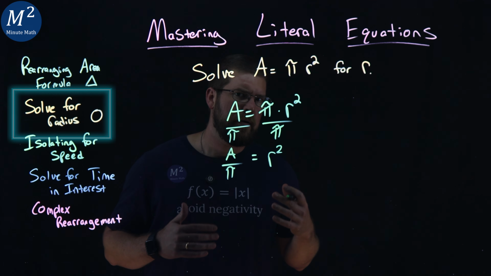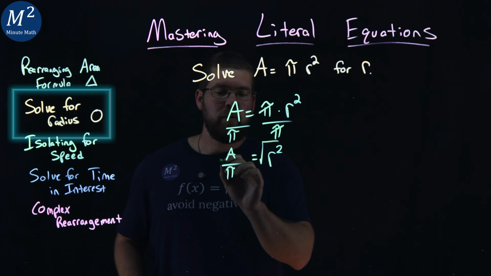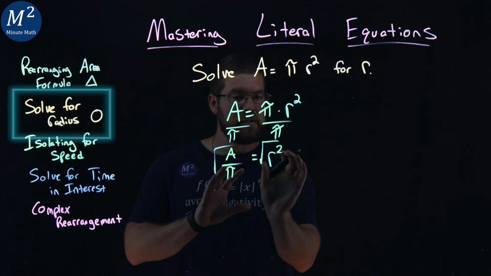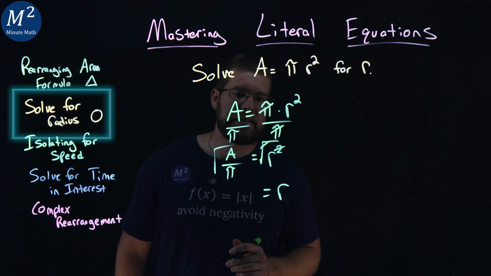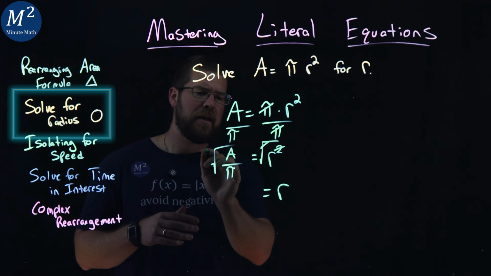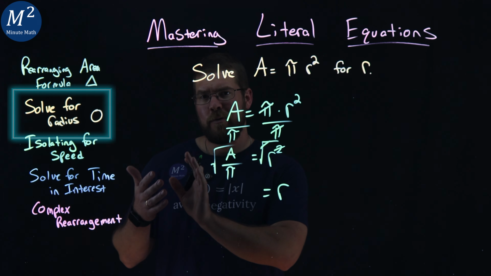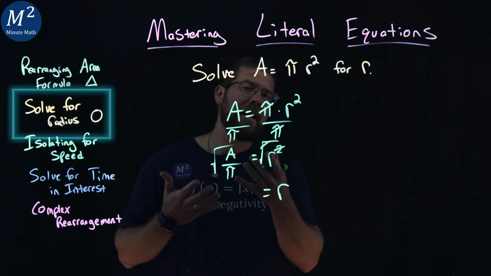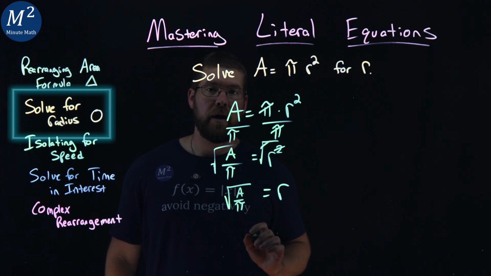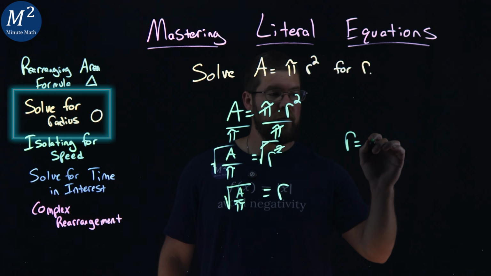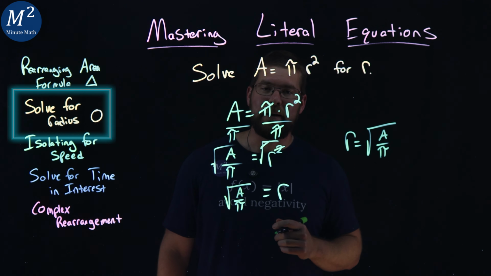Now we have R squared. The opposite of squaring is to take the square root. So I'm going to take the square root of both sides here to eliminate that square to have R by itself. Now normally we would have a plus or minus here, but we cannot have a negative radius practically. So we're only going to have the positive. So we have the square root of A over pi. So now R is by itself, and it's equal to the square root of A over pi.